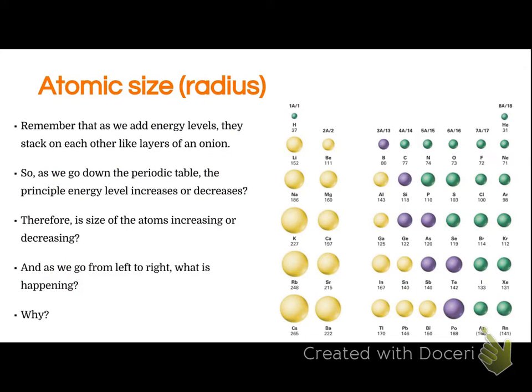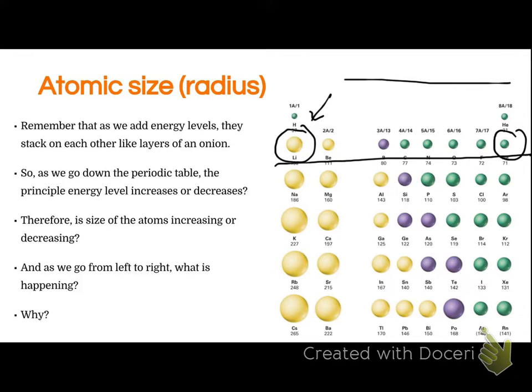Okay. So the next trend we're going to look at is the atomic radius, or size of an atom. So if we look across this period, period 2, compare, say, lithium and neon, which are on opposite sides. Which one's bigger? Well, clearly lithium. So our size gets bigger going from the right-hand side to the left. So this is small, and this is big.